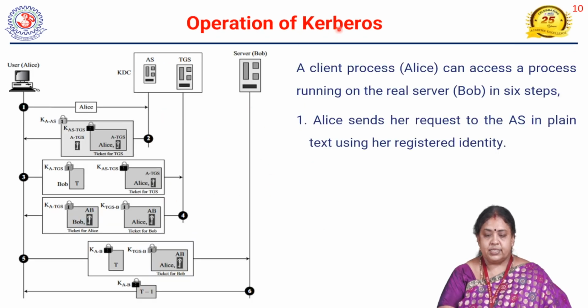And we will see the operation in detail. That is an overview. Now we see the operation in detail. So what happens? A client process can access a process running on the real server in 6 steps. In how many steps can it access? In 6 steps. So what is the first step? Here Alice sends a request to the AS in plain text using her registered identity. That is the first step.